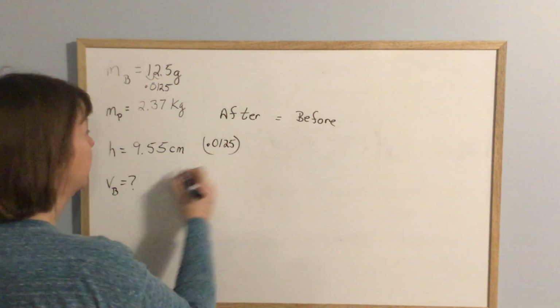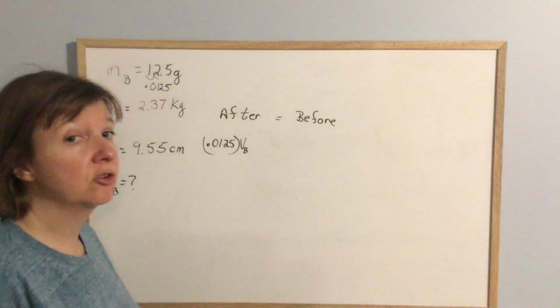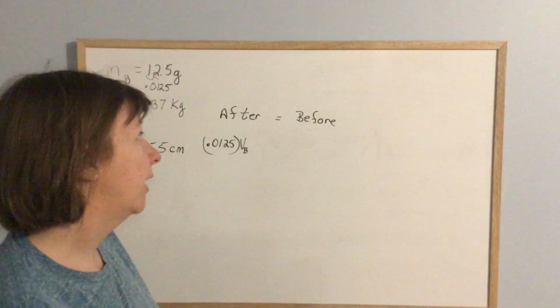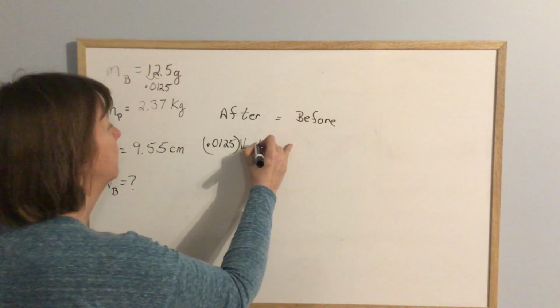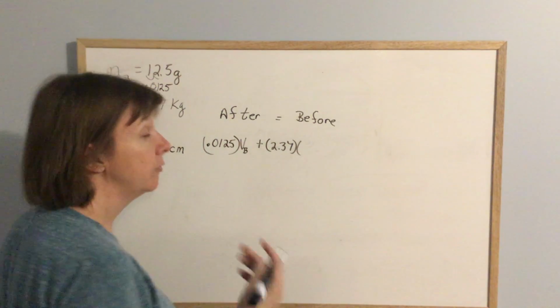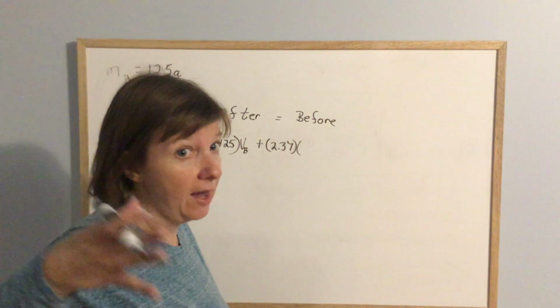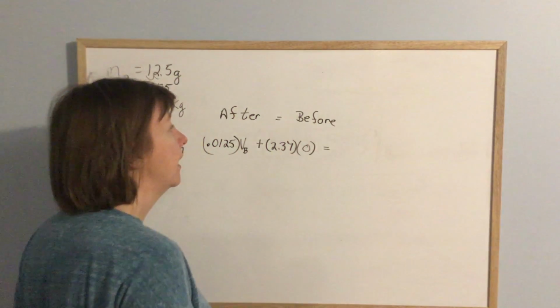Velocity of the bullet right before it hits the pendulum, I don't actually know. So I have to leave that blank. That's what I'm trying to find. Plus, mass of the pendulum is 2.37. And before the bullet hits it, it's just hanging there. It's not moving, so its velocity is 0.